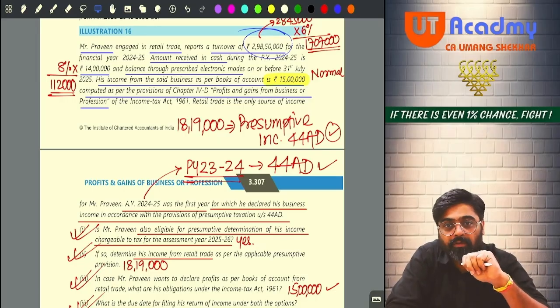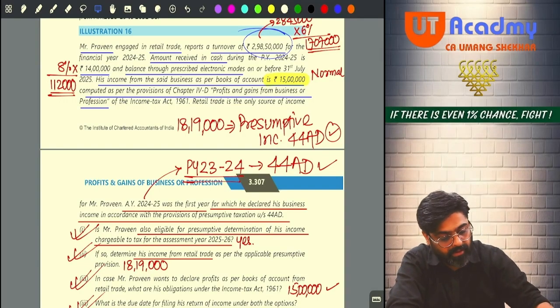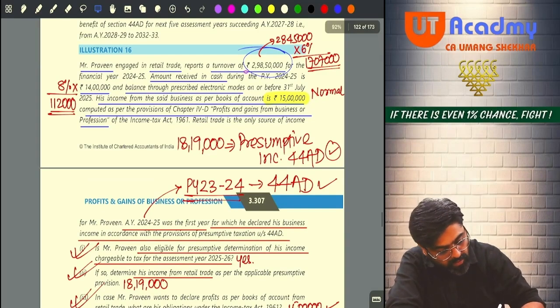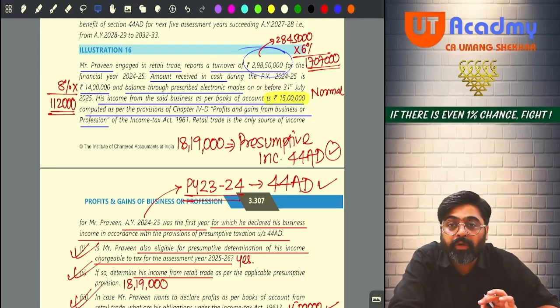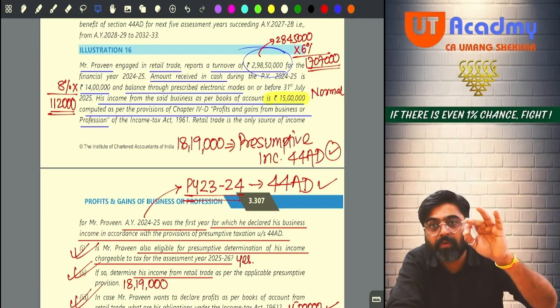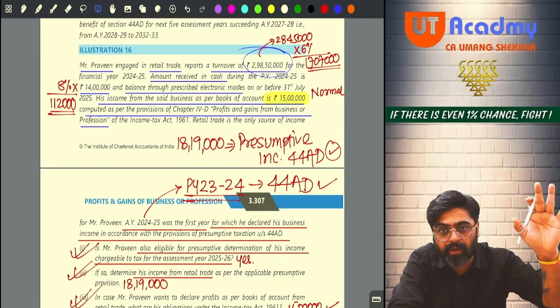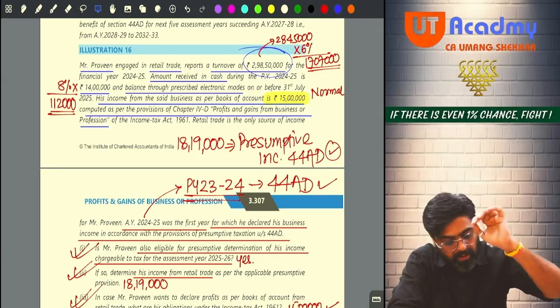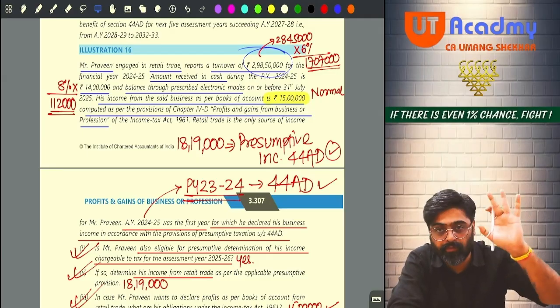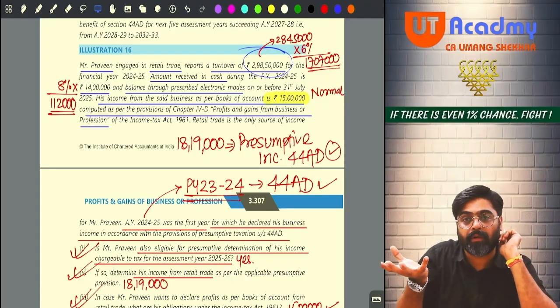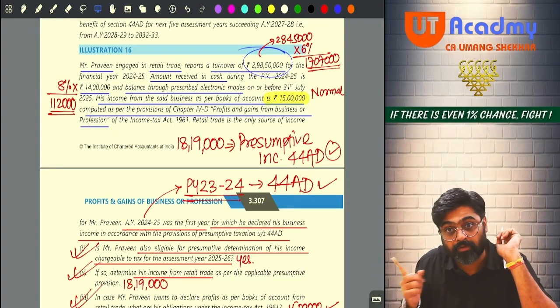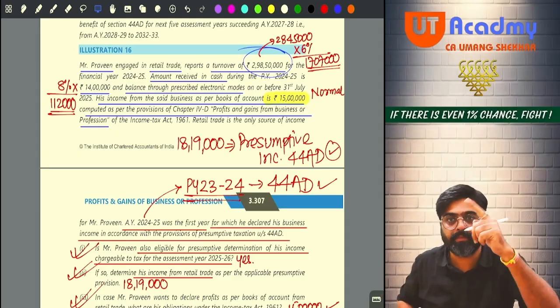So out of this, 5% meaning 2 crore 98 lakh 50,000 into 5%, you will get 14 lakh 92,500. So this year, out of the turnover of 2 crore 98 lakh 50,000, only 14 lakh 92,500 should be received in cash or less than that. Then you are eligible for 44AD.